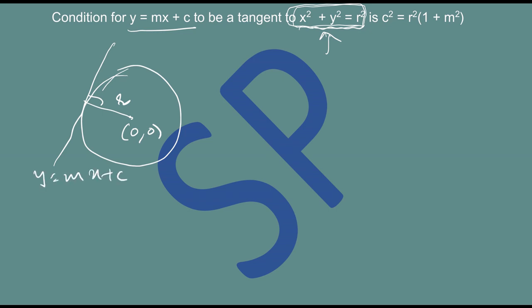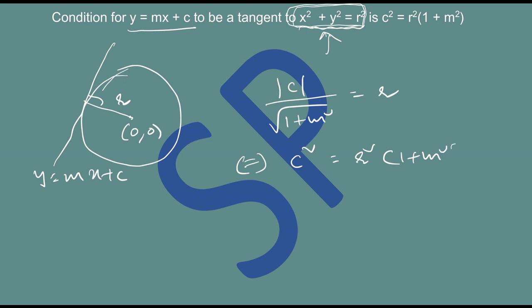Center is (0, 0), radius is r, and the line equation is y equal to mx plus c. Now line touches the circle if and only if distance from center to the line, I apply distance formula, I'll get mod c by root of 1 plus m square, is equal to radius, and the radius is r. Now you square it on both the sides and send the denominator to the other side. You'll get c square is equal to r square into 1 plus m square. We learn this by heart as a formula.